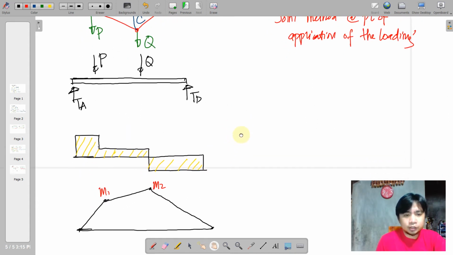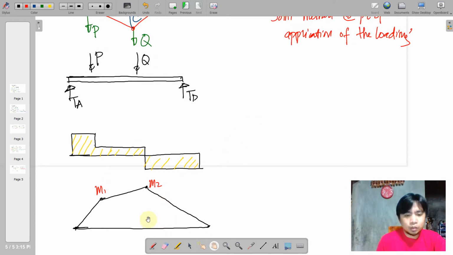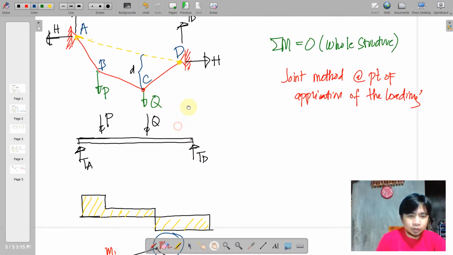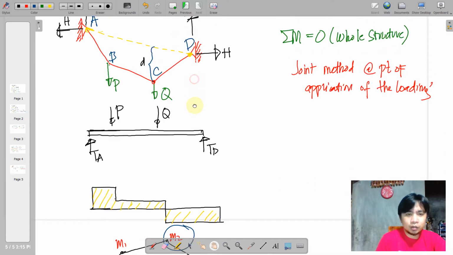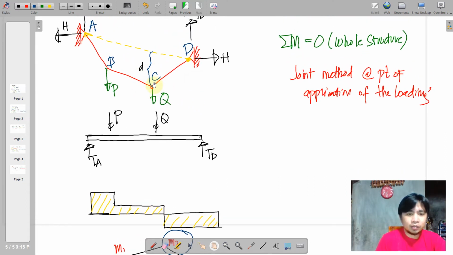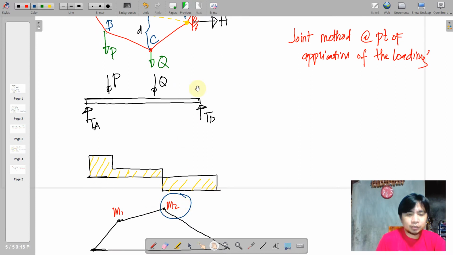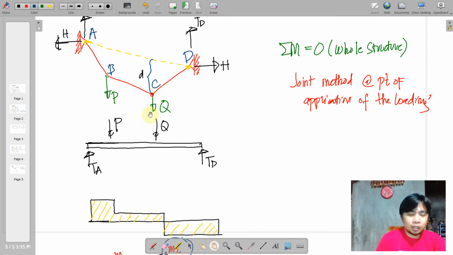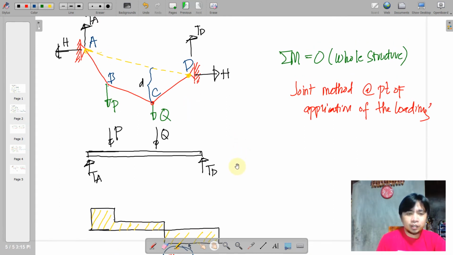And then out of this, we will look into the highest ordinate of your moment diagram, that is M2, which is actually located at the lowest point, okay? It is actually located on C. So M2 is the highest moment on your fictitious moment diagram, and the location at C is where it is the lowest point of the cable.